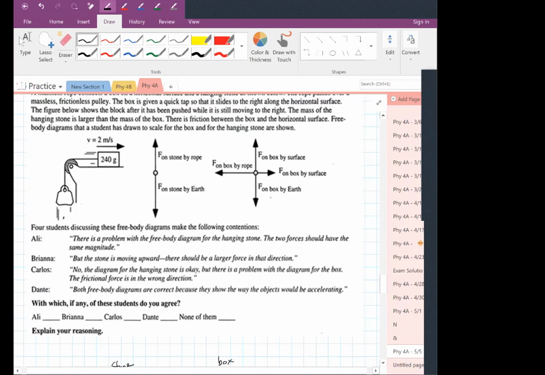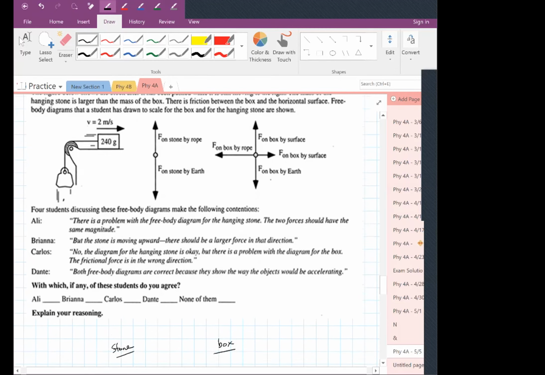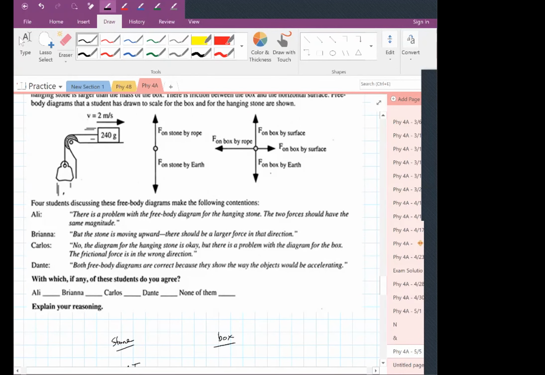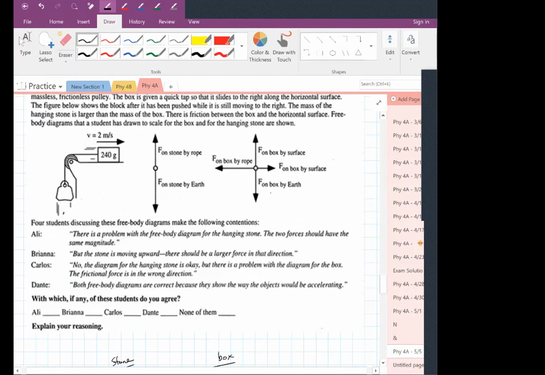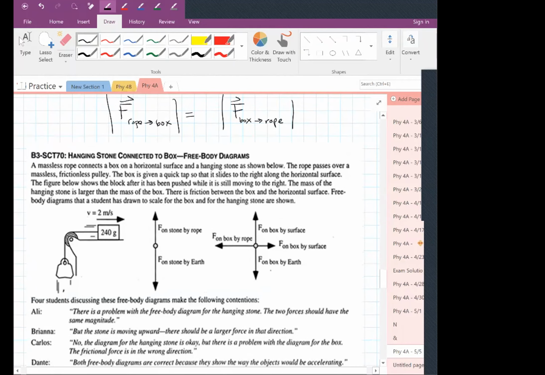Question about the stone. If it's moving up at constant velocity, shouldn't the vectors be equal lengths? If it was moving up at constant velocity, yes, the vectors should be equal lengths, but it's not, right? What's happening here? We gave the box a quick push to the right. So at this instant, it's moving at 2 meters per second. But an instant later, how fast is it going to be moving?